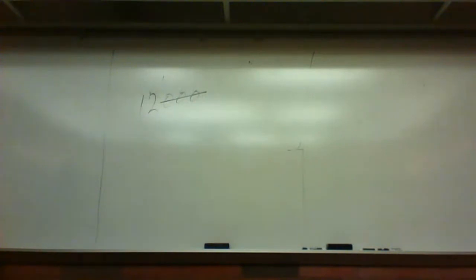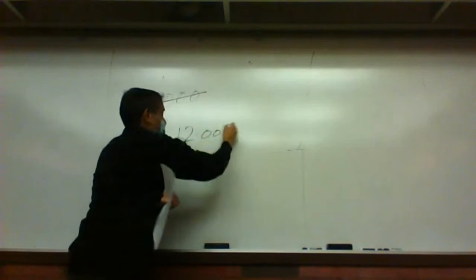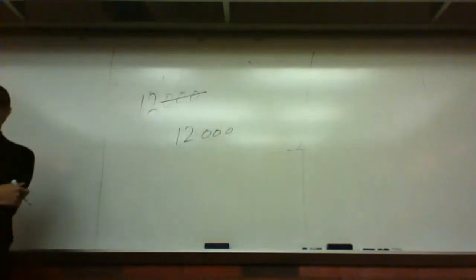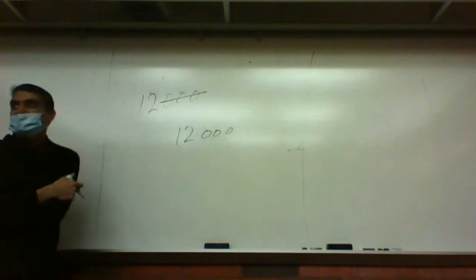So this is a 2 significant figure number. Make sense? But if it is something like this, 12.000, how many significant figures here? This is a 1, 2, 3, 4, 5 significant figure number. Yeah?